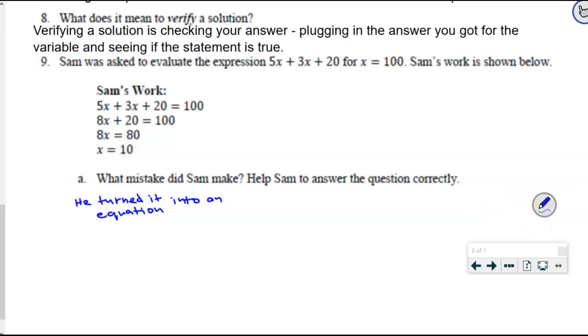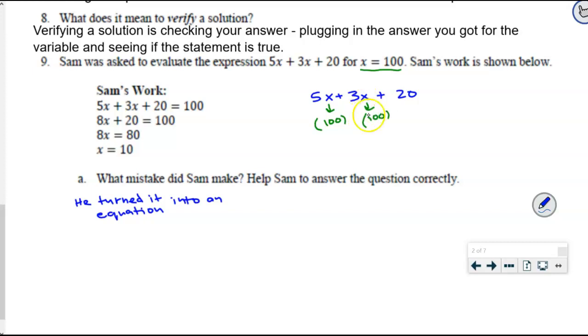So what should Sam have done? He did turn it into an equation. It was an expression. He's like, oh, let's just make it equal to 100. What should he have done, Seth? He should have substituted. So back to the original, 5x plus 3x plus 20. But x is 100. So all of these x's need to change to 100s.